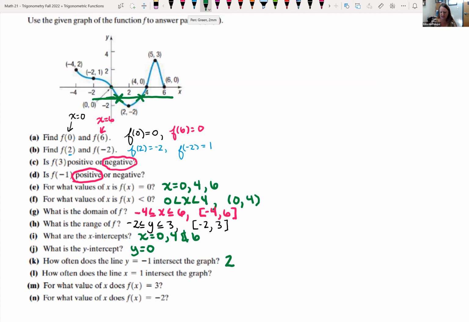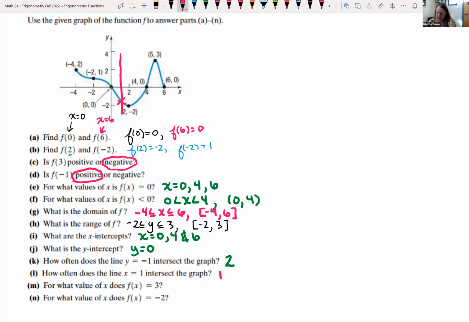How often does a line x equals 1 intersect the graph? So recall x equals a number. That is a vertical line. So x equals 1, I would determine where x equals 1 was. And then I would draw a vertical line through that. And so if I look at that here, it's only crossing once.